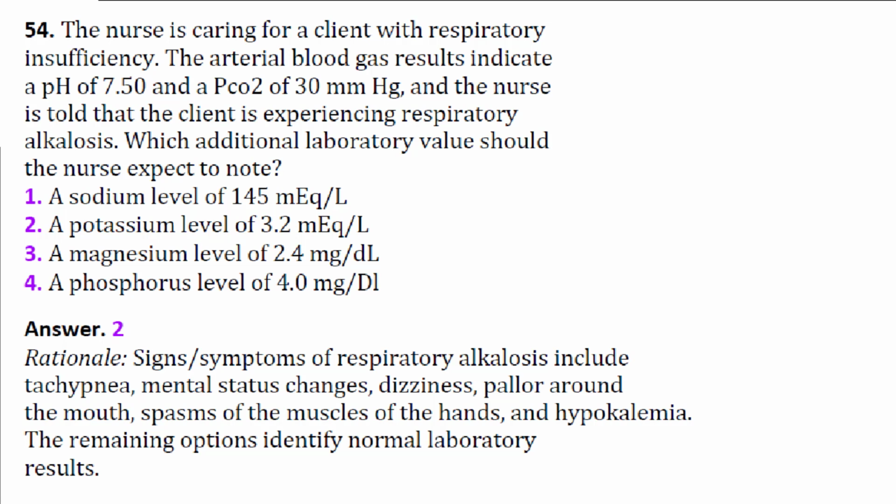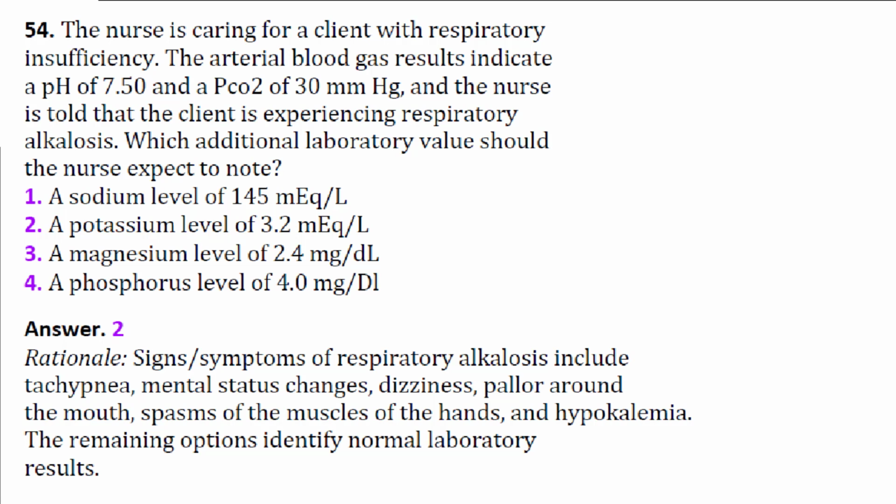3. A magnesium level of 2.4 mg/dL. 4. A phosphorus level of 4.0 mg/dL. Answer. 2. Rationale. Signs and symptoms of respiratory alkalosis include tachypnea, mental status changes, dizziness, pallor around the mouth, spasms of the muscles of the hands, and hypocalcemia.